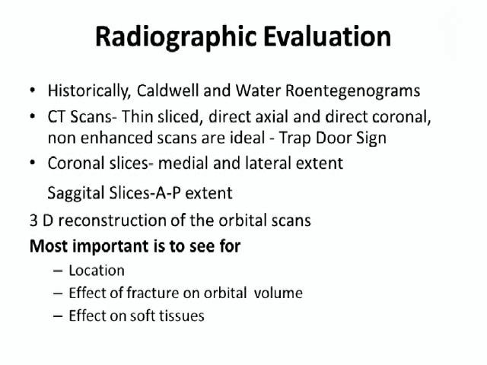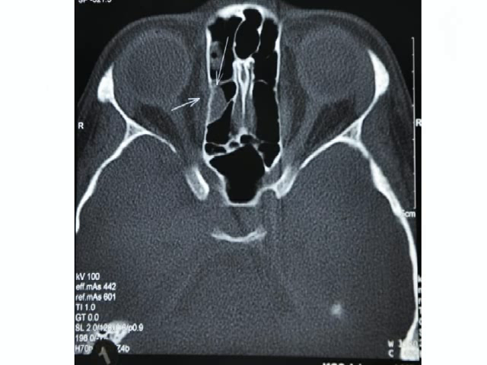Radiographic evaluation is very, very important in case of suspected blowout fractures. CT scan with thin sliced direct axial, coronal and other sections will be useful. A trapdoor sign will be present. And we have to look for the location of the fracture and effect of fracture on the orbital volume and the effect on soft tissues.